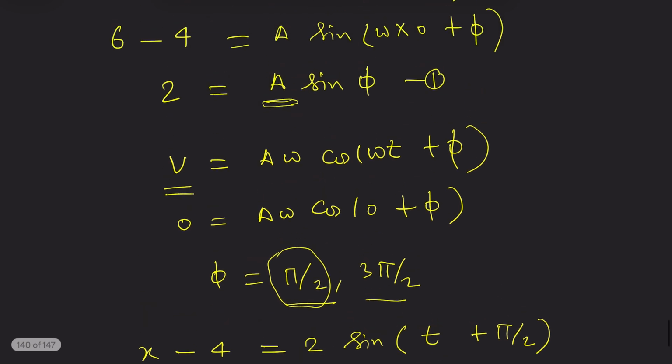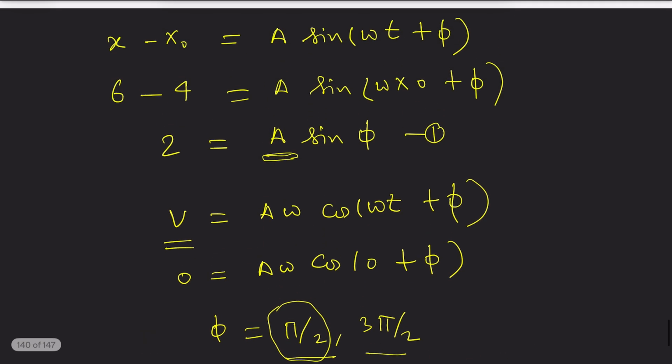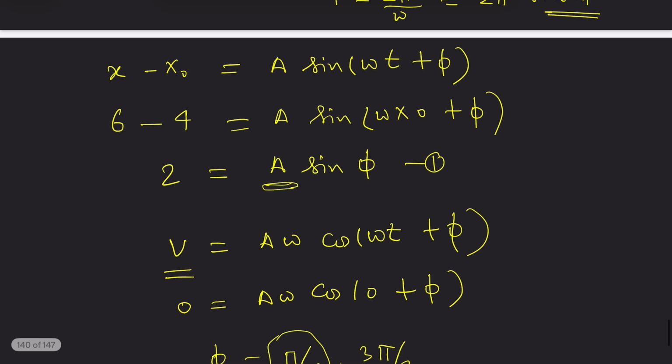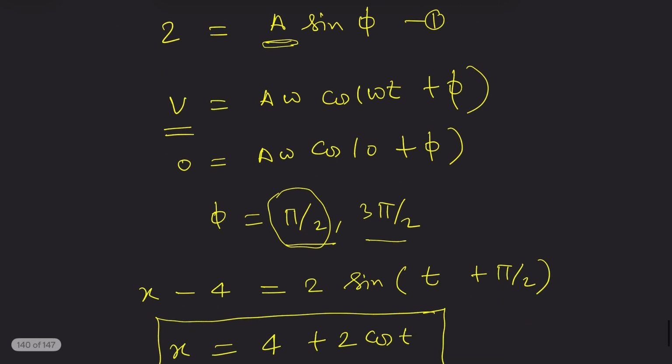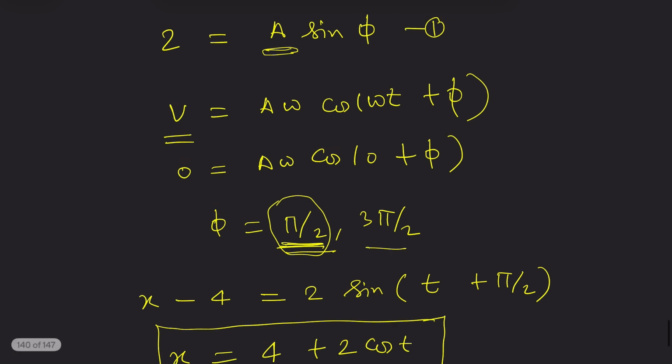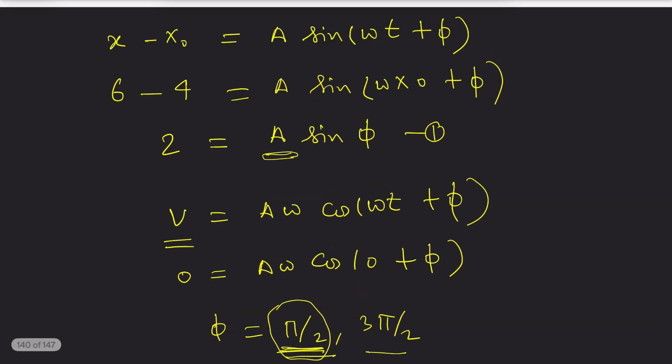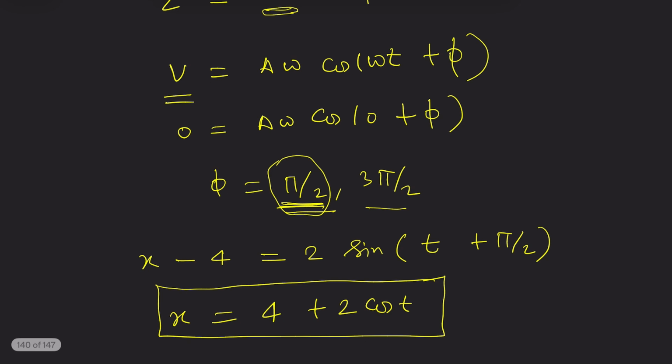From here you should always remember: if the particle is at an extreme position, at a positive extreme, always take the phase constant phi equal to pi by 2 directly. These things I'm going to discuss later as some standard cases. You have to keep those things in mind, so we can reduce these many steps that we are discussing right now. We can do it directly. Later in the future I'm going to take some problems and take these values directly, so you should remember these things.